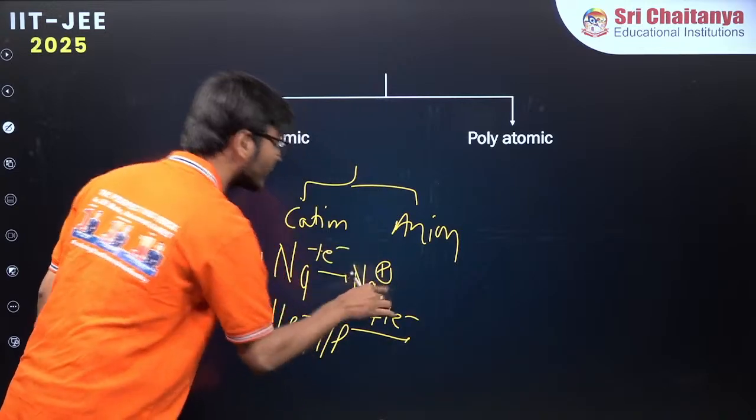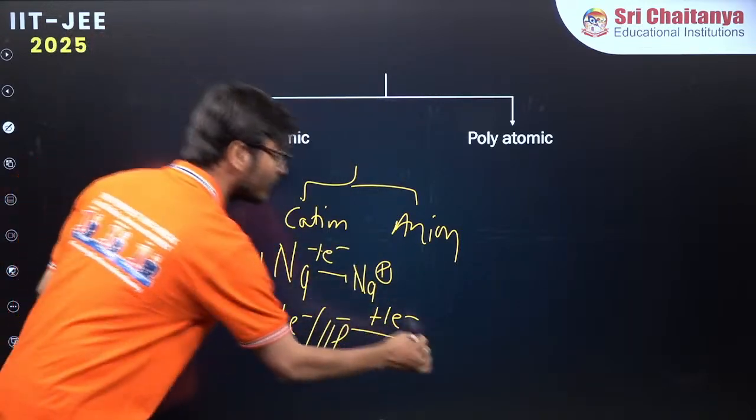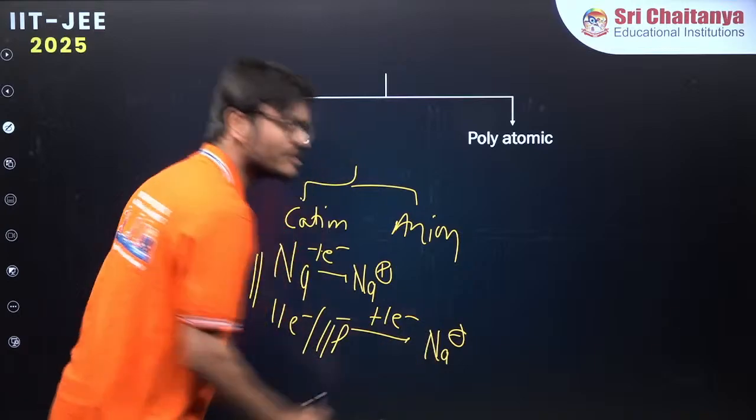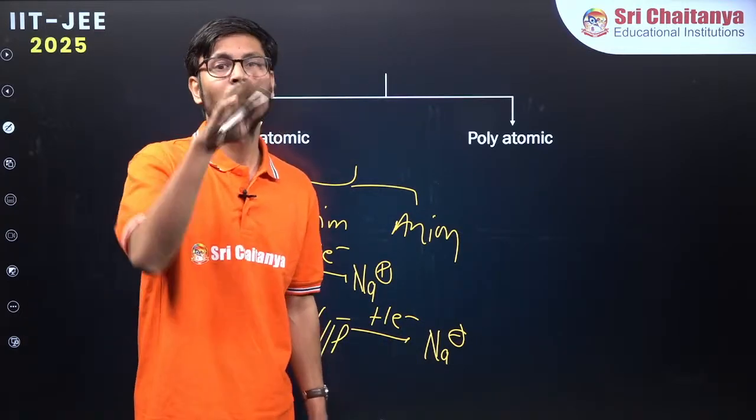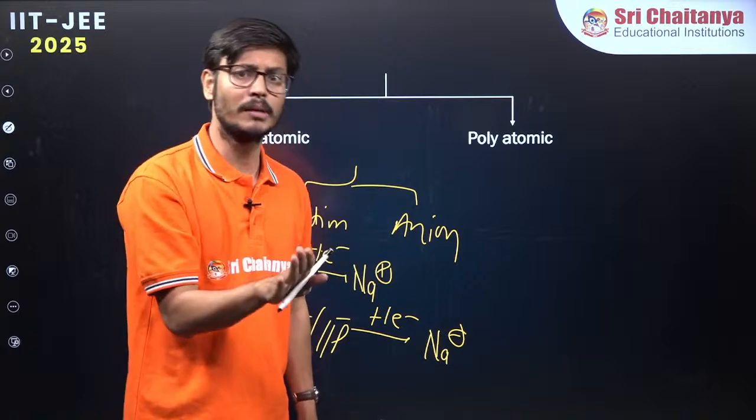If I remove 1 electron, plus. If I add 1 electron, minus. This is how we find the charge number. If you add 1 electron, 1 minus. 2 electrons, 2 minus. 3 electrons, 3 minus.